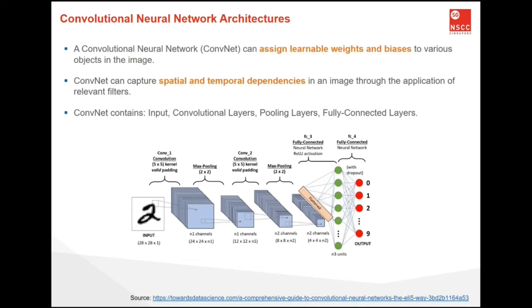The architecture of a convolutional neural network is analogous to that of the connectivity pattern of neurons in the human brain, and was inspired by the organization of the visual cortex. Individual neurons respond to stimulus only in a restricted region of the visual field, known as the receptive field. A collection of such fields overlap to cover the entire visual area.